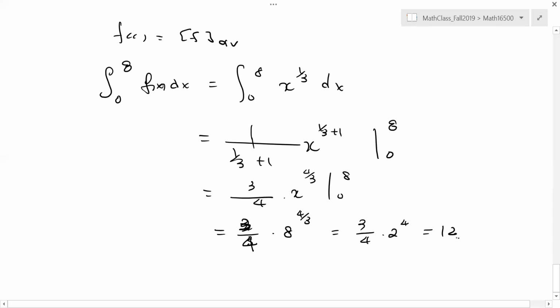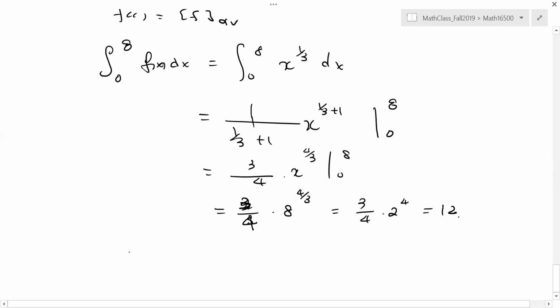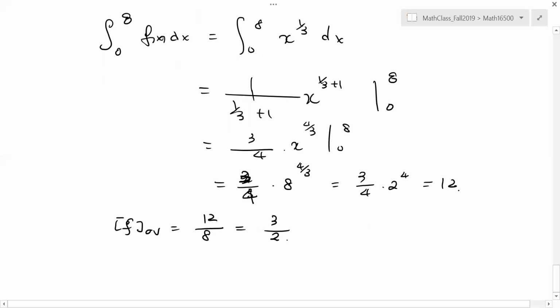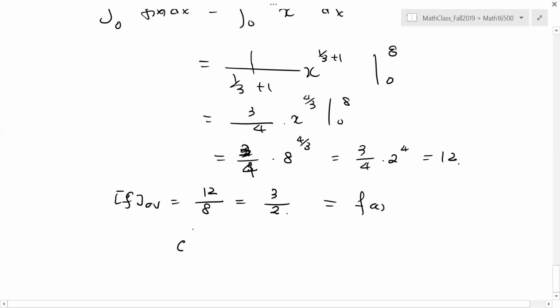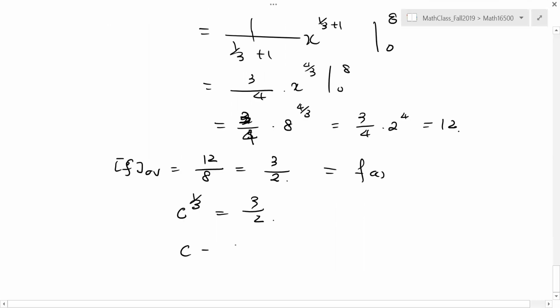That's not the average value. The average value of the function is going to be 12 divided by 8, which is 3 over 2. All right. Then it's supposed to be f(c). So what is f(c)? That's going to be c to the 1/3 equals 3/2. So what is c? c equals (3/2) cubed.